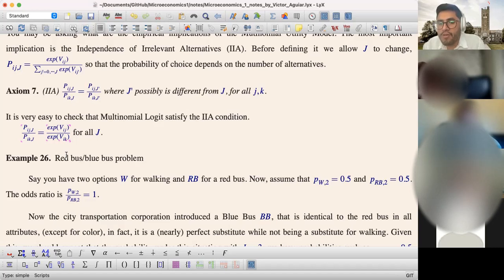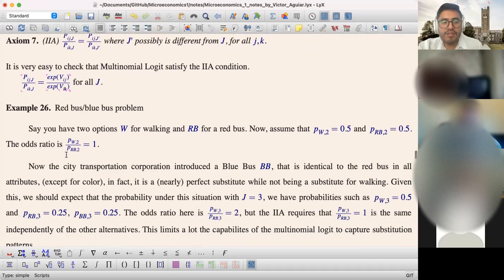And the probability of taking the red bus is 50%. That means out of the population of London, for instance, 50% of people are going to walk, 50% of people are going to take the red bus. What is the odds ratio of this? The ratio of this is 1, okay?